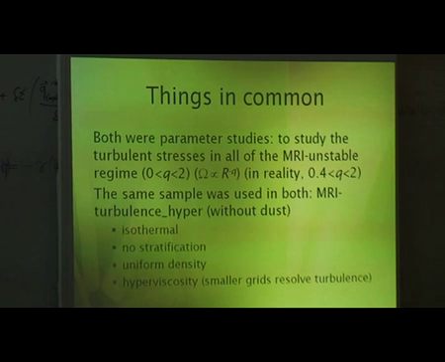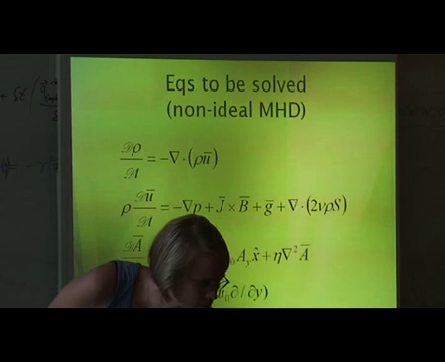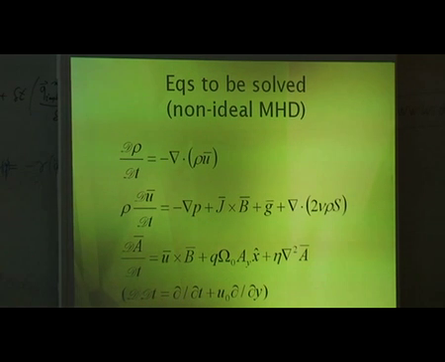And the same sample was used in both studies, although we removed the dust that is in the sample. We studied an isothermal situation. There was no stratification. We had uniform density, and we used hyperviscosities to be able to use smaller grids to resolve the turbulence. So very basic stuff. And the equations that had to be solved here were the non-ideal MHD equations.